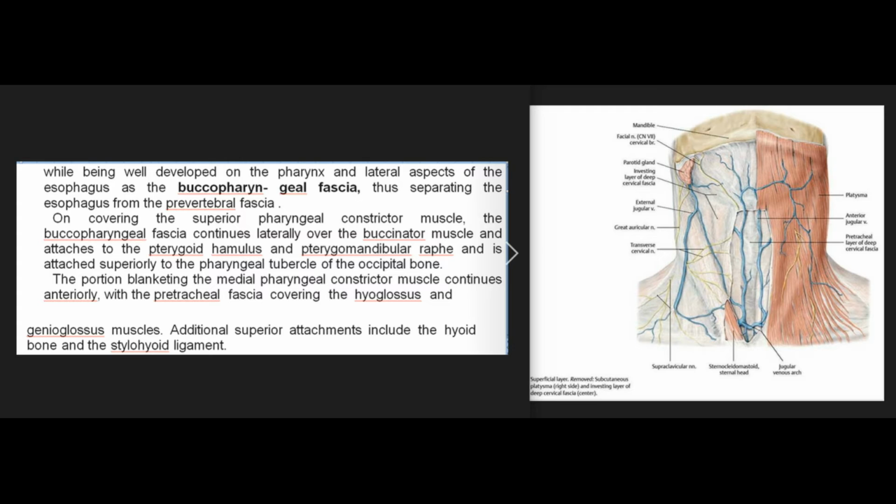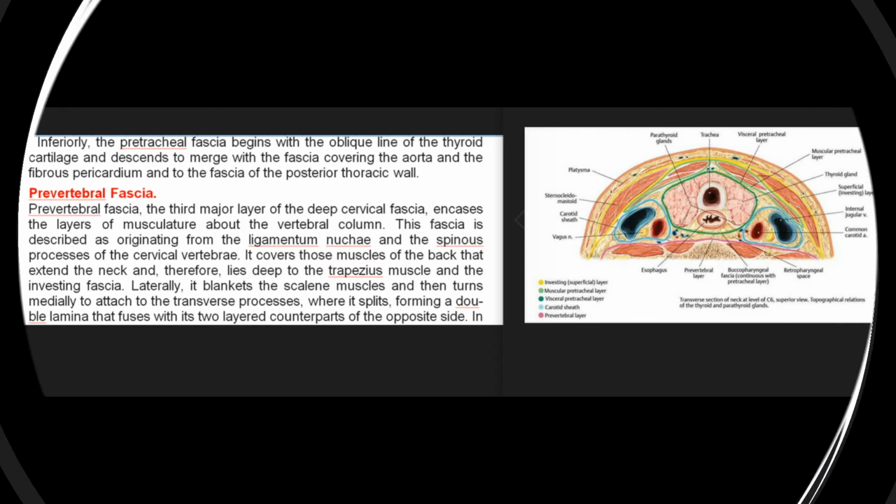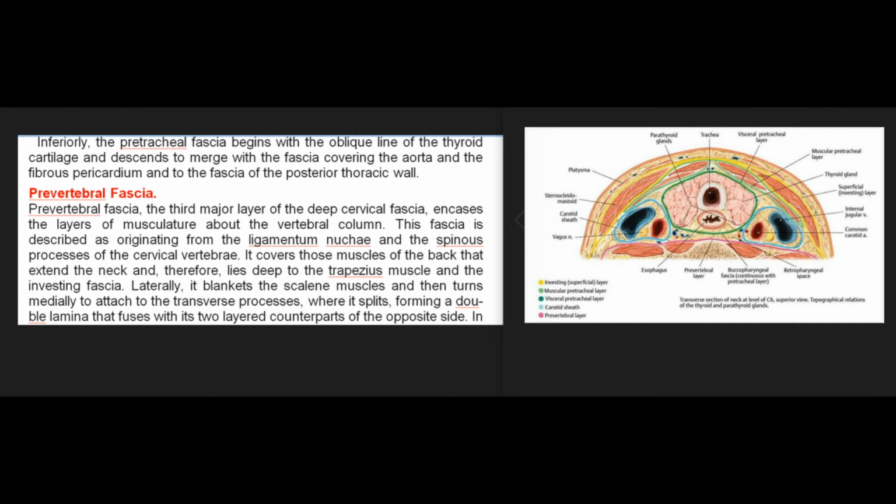The portion blanketing the medial pharyngeal constrictor muscle continues anteriorly, with the pretracheal fascia covering the hyoglossus and genioglossus muscles. Additional superior attachments include the hyoid bone and the stylohyoid ligament. Inferiorly, the pretracheal fascia begins with the oblique line of the thyroid cartilage and descends to merge with the fascia covering the aorta and the fibrous pericardium and to the fascia of the posterior thoracic wall.